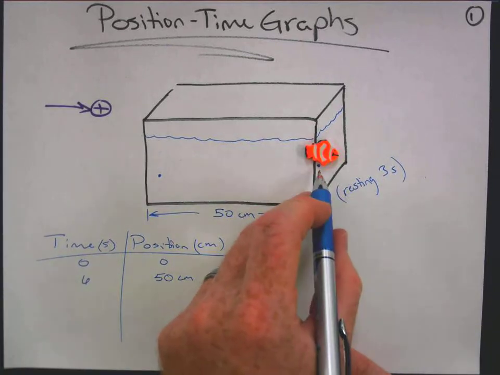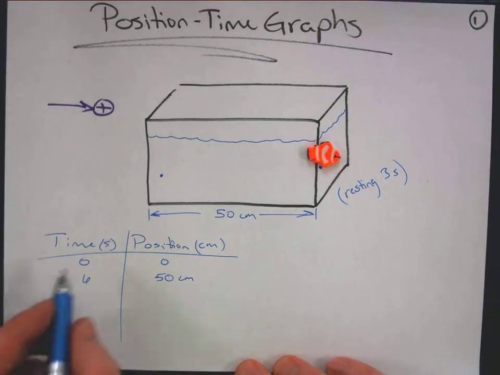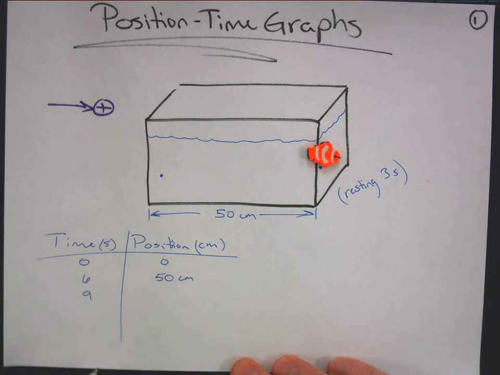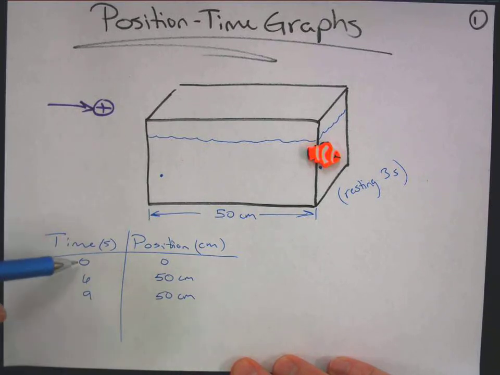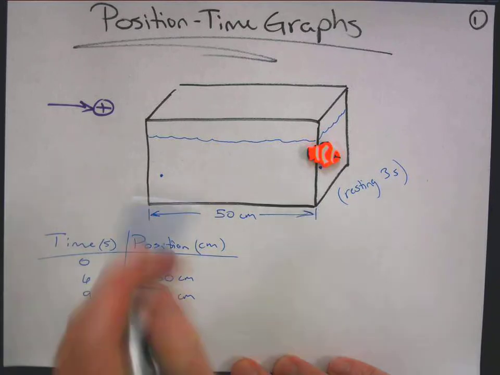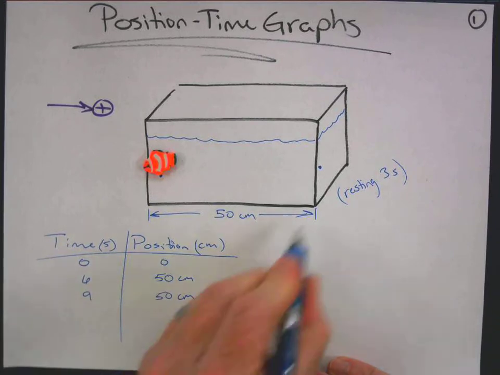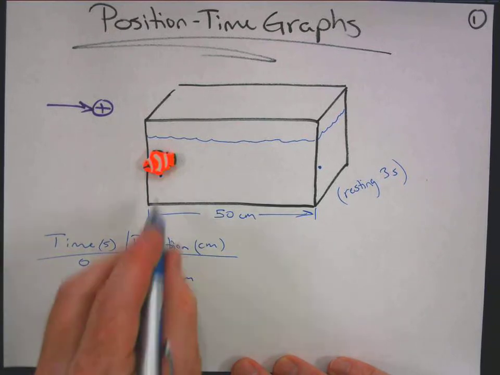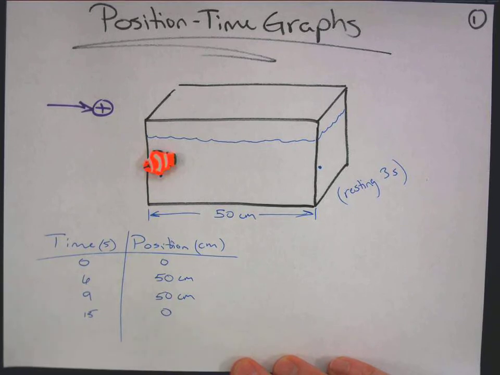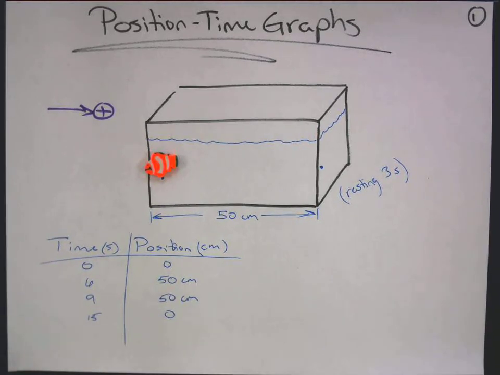Now he's resting here at this new location, this new position of 50 centimeters. He's there for 3 more seconds. So after 9 seconds have gone by, where is he? He's still there. He spent 6 seconds moving and then 3 seconds standing still, resting. Then he turns around and goes back, and it takes him 6 seconds to go back. So 9 plus 6 is 15 seconds have gone by. Where is he now? What is his new position? He's back at the origin. He's back at position 0. So that's Nemo's motion right now.